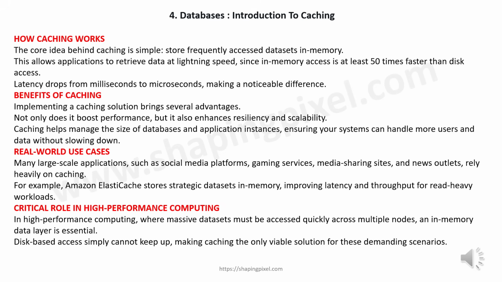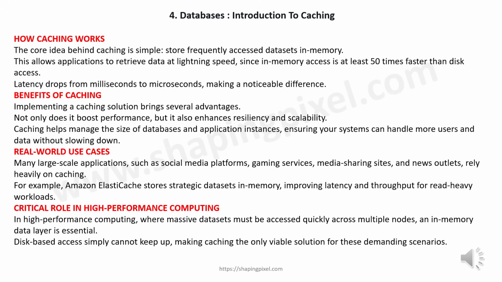Caching is a powerful technique that can dramatically improve application performance. By adding a high-speed data layer between your applications and their data stores, caching helps deliver information much faster than traditional methods like database queries or disk access. The core idea behind caching is simple: store frequently accessed datasets in memory. This allows applications to retrieve data at lightning speed, since in-memory access is at least 50 times faster than disk access. Latency drops from milliseconds to microseconds, making a noticeable difference.